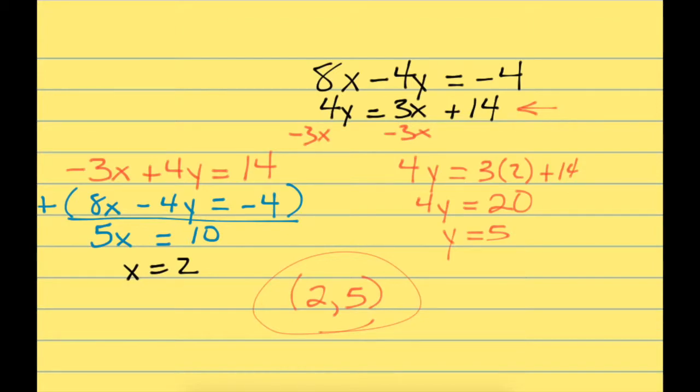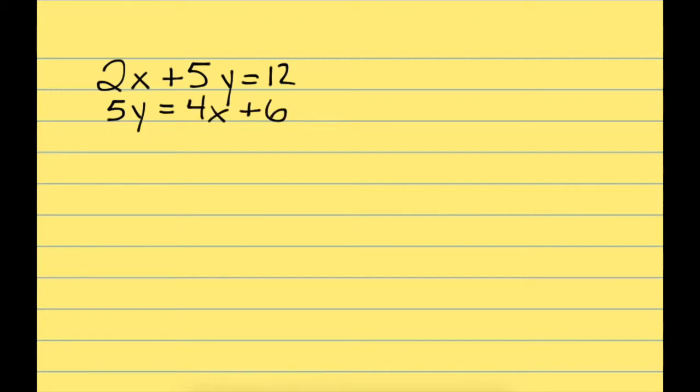Now I'm going to give you a chance to try your own. I'll give you a pair of equations and see how you do. 2x plus 5y equals 12, and 5y equals 4x plus 6. Take a few minutes, see if you can find the solution of that system of equations, and unpause the video and see how you did.